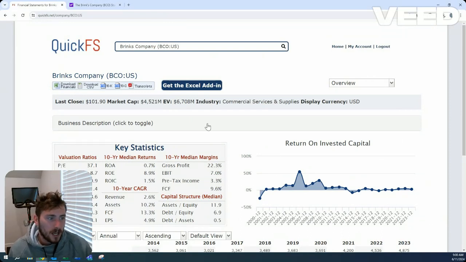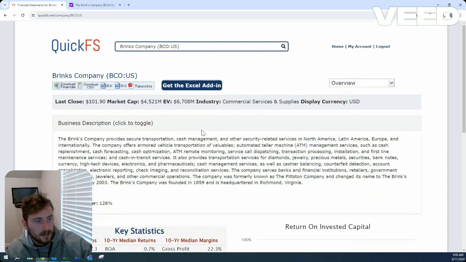4.5 billion market cap on 6.7 billion enterprise value. Quite a bit of net debt there. They provide secure transportation, cash management, and security-related services in North America. Okay, so that's the type of vehicle that transports ATMs and all that stuff. If you've seen them on the freeway or in your city and such.